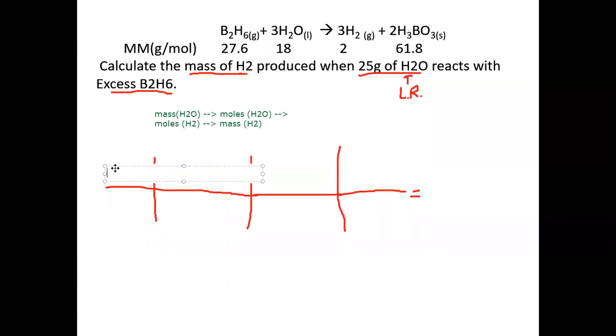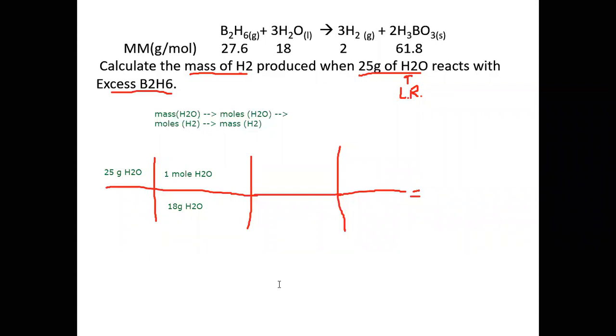So here we have 25 grams of H2O. The first thing, we need to convert it to moles of H2O, so we're going to divide by the molar mass. So the 18 grams goes on the bottom, the 1 mole goes on top.